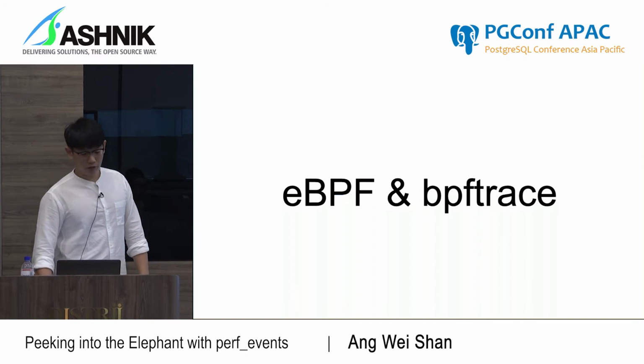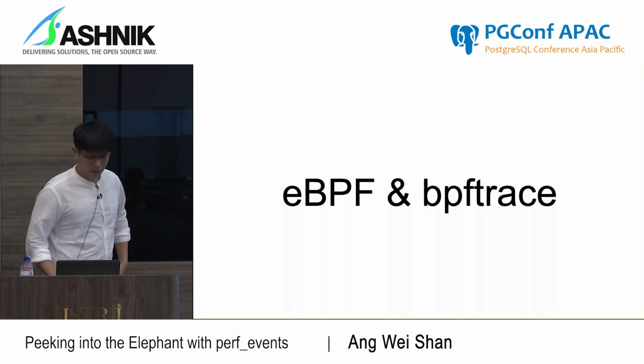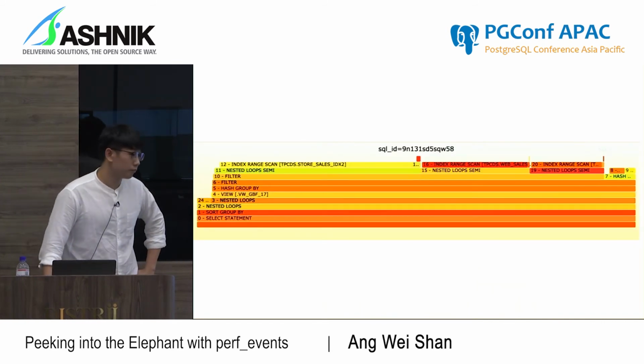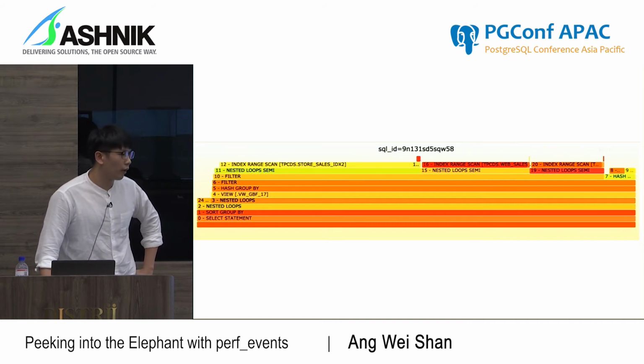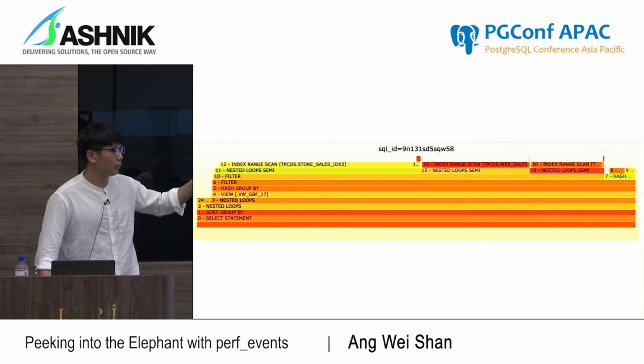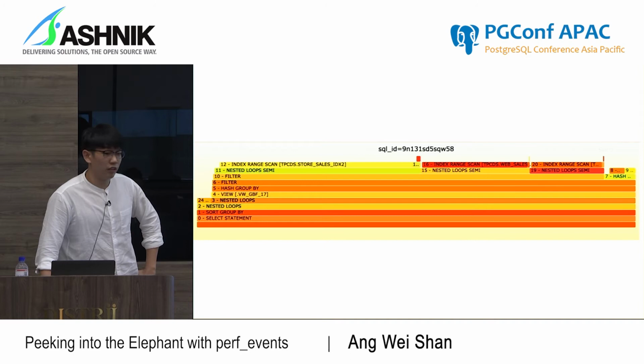eBPF and bpftrace. bpftrace, yeah. How can we see the SQL plan in PostgreSQL for running queries? If some query is running at the moment. So usually what I do, there's auto_explain, where you can set and configure it so that when a query takes more than 5 seconds or whatever, it will generate the explain plan in the log. Is there any other option if we have not set auto_explain? Not that I know of.